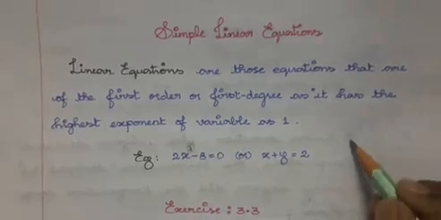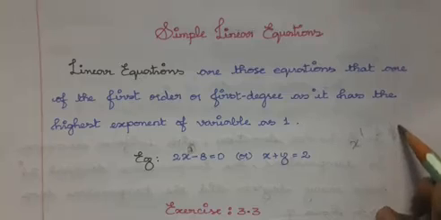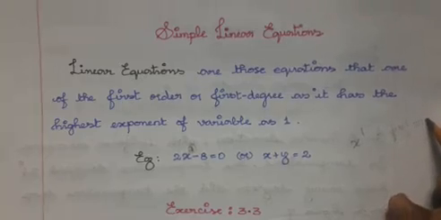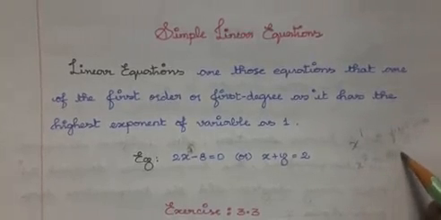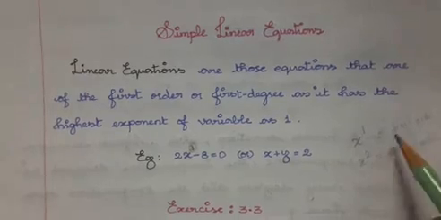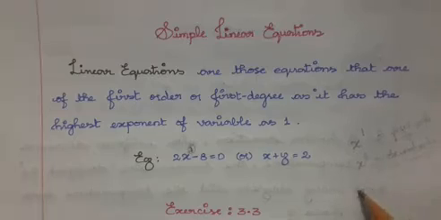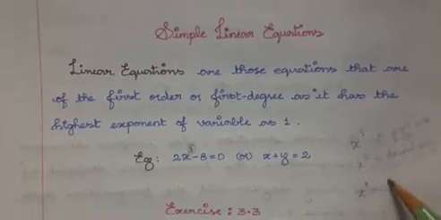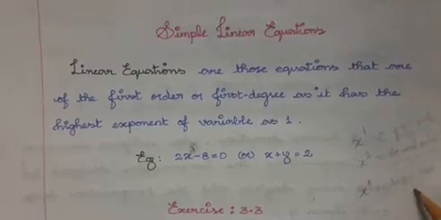For example, if it is x power 1, it is a first order equation. If x has the power 2, it is a second order equation. These are the terms which we use in our higher classes. In the lower classes, if the variable has the power 1, it means that the degree of the equation is 1.